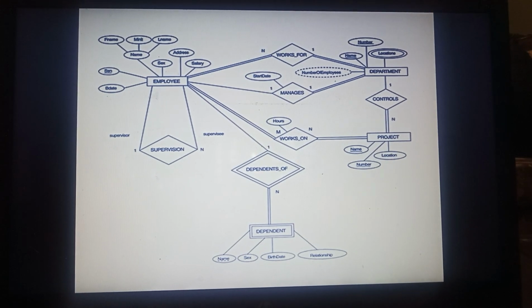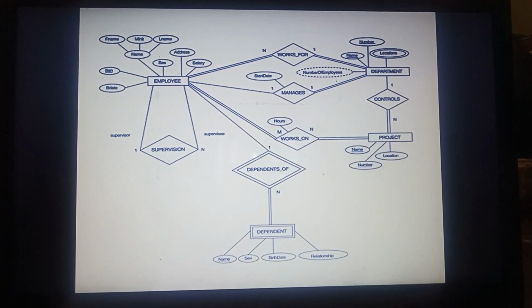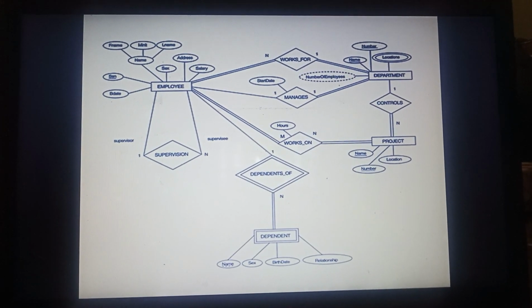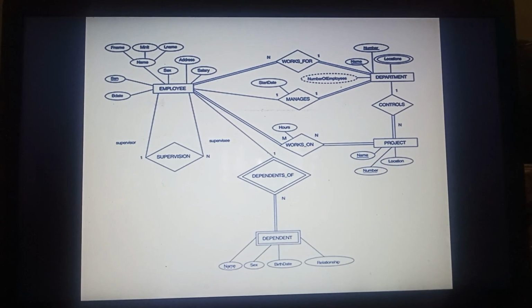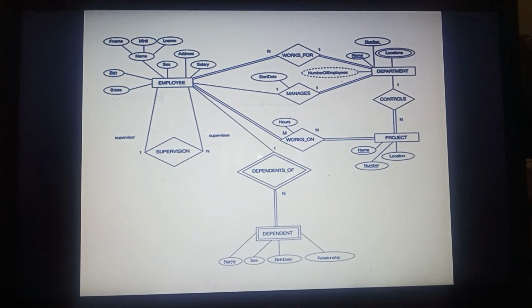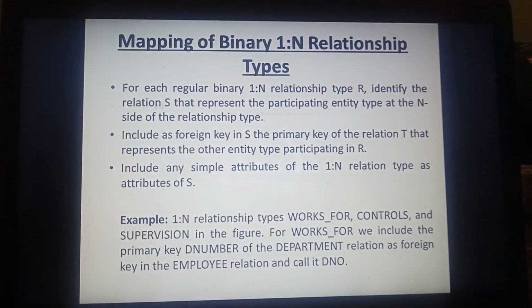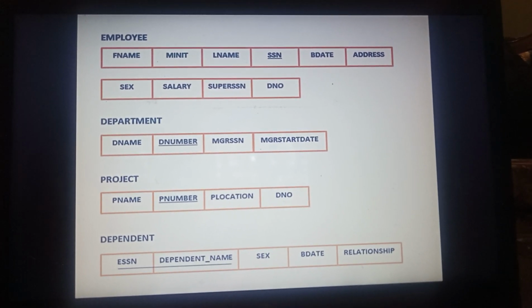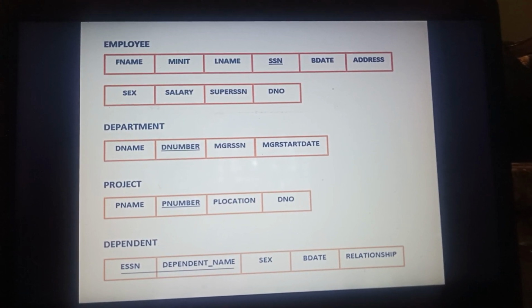We will add, for example, between employee and department there is the works for relationship. So we will add the primary key of department, that is department number, to the employee table as a foreign key. We can change the name easily. So one attribute we have added, department number, as a foreign key in the employee table. It was the primary key of the department table.